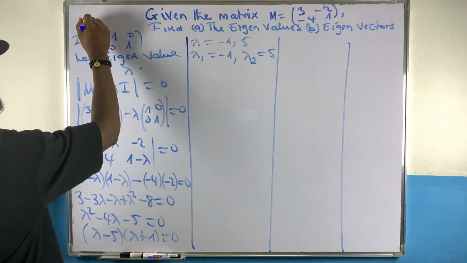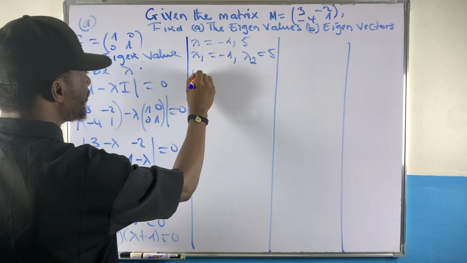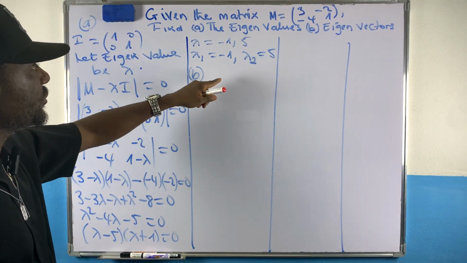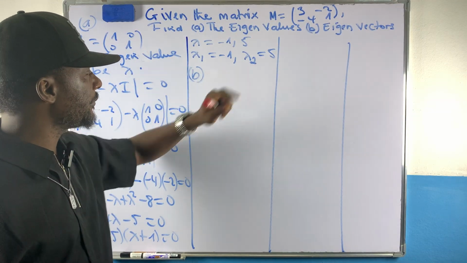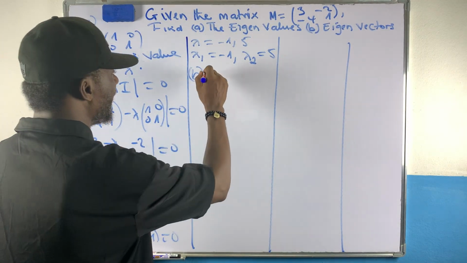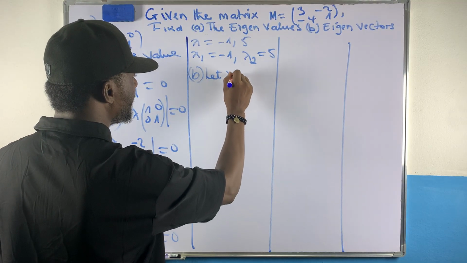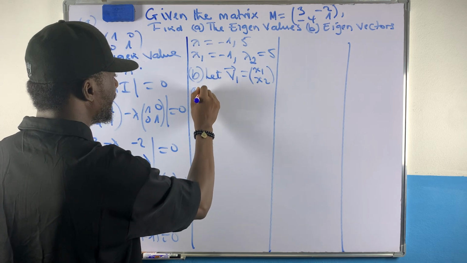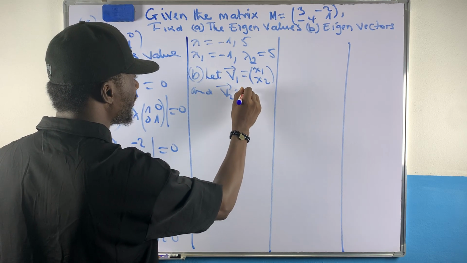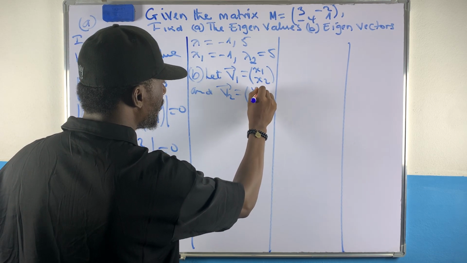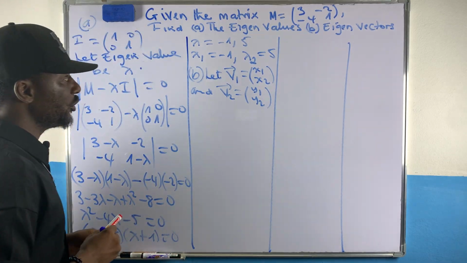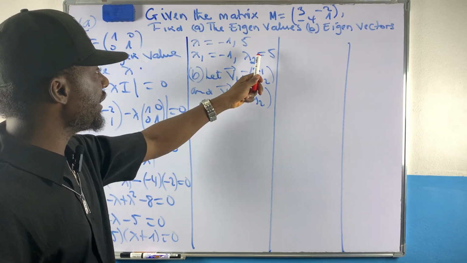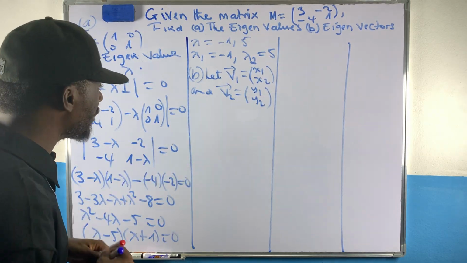If we call this first part sub A, we are going to proceed with sub B, which is the second part, finding the eigenvectors. So the eigenvalues are -1 and 5. For the eigenvectors, we can let V1 be the eigenvector [x1, x2], and V2 be the second eigenvector, which I can call [y1, y2]. It means I will use the first eigenvalue to get the first eigenvector and the second eigenvalue to get the second eigenvector. So how do we proceed?